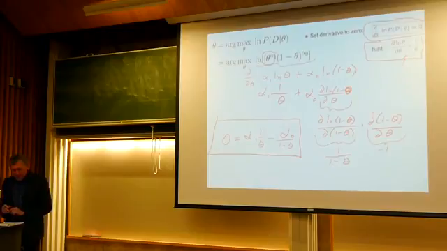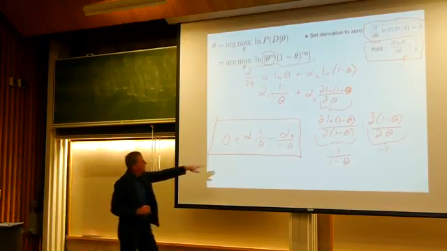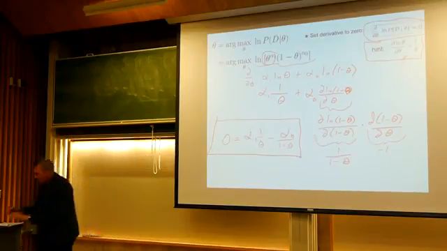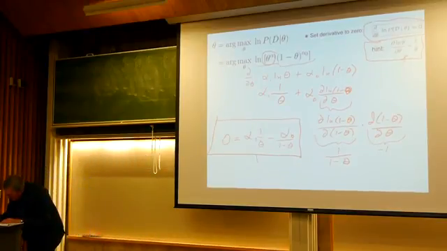Okay, so that's the answer. If I just pick a theta that zeros this, then we're there. And you can work this out at home, but it's easy to verify that this implies that theta equals alpha 1 over alpha 1 plus alpha 0.